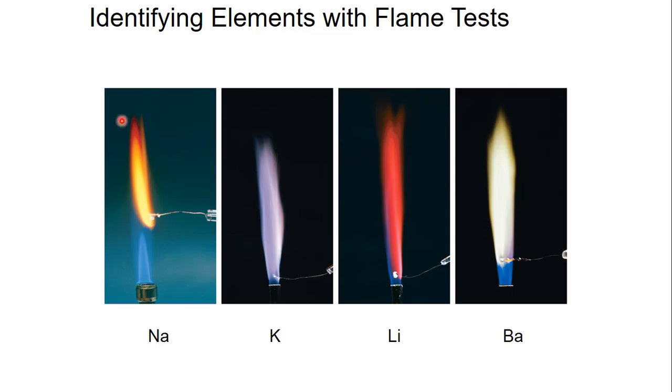Now, identifying elements through this process is what's called a flame test. So if you have an unknown metal like sodium, potassium, lithium, and barium, if you put them in a flame, you will get very different colors of light out. And this is because the electrons are being excited by the energy and then letting out the light.